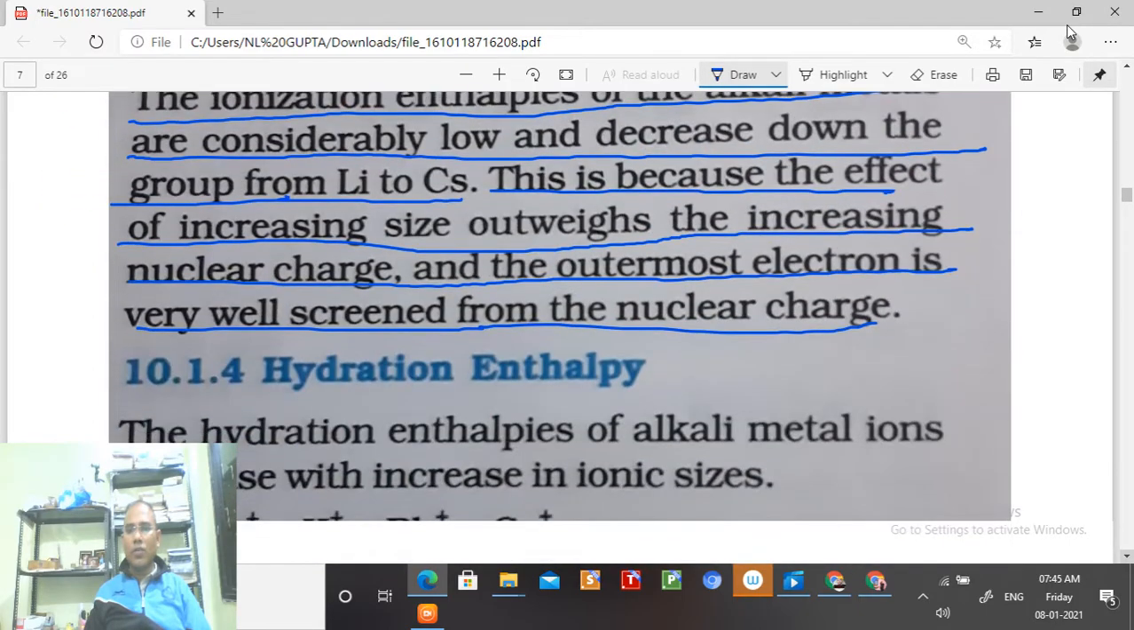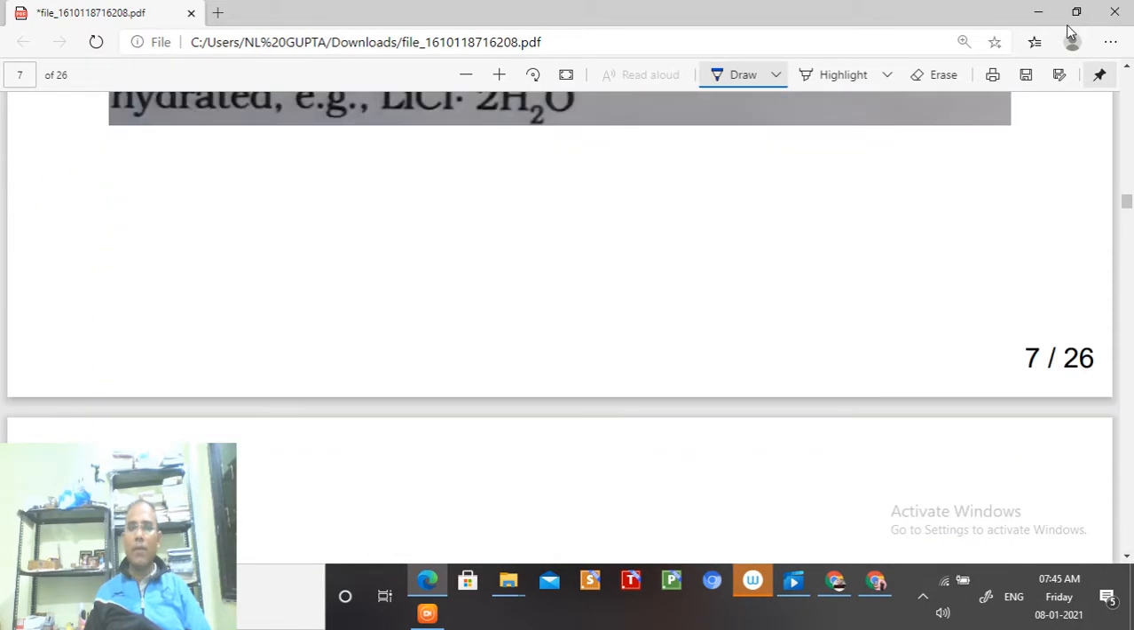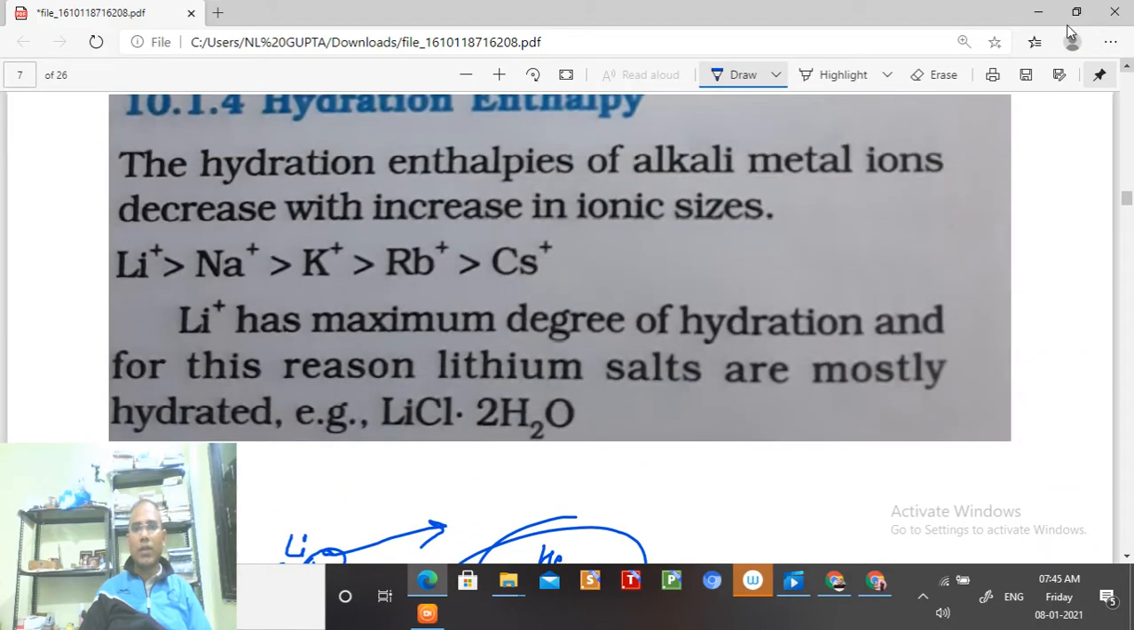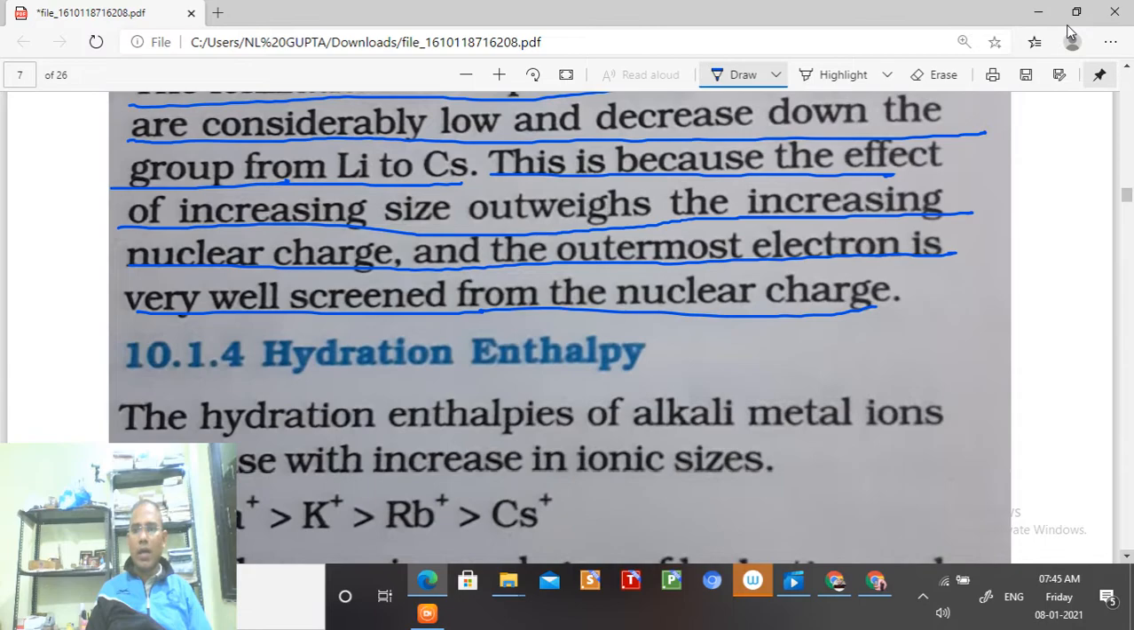Okay, so if you talk about ionization enthalpy, student, if you take lithium, it has the 2 and 1 configuration. If it gives up one electron easily, it will acquire the stable helium configuration, so it has low ionization enthalpy. Similarly, they have a very large size, student, so the attraction force is small. If the attraction force is small, less energy is required to remove electrons. So ionization enthalpy is less, students. Okay, this is what it is about ionization enthalpy.